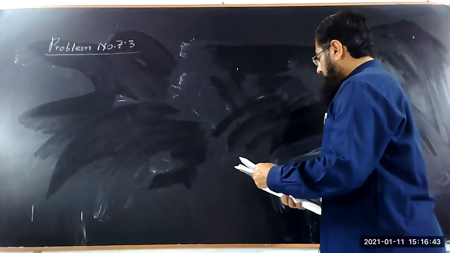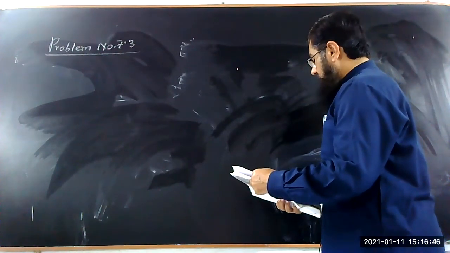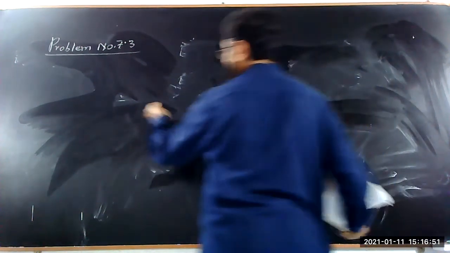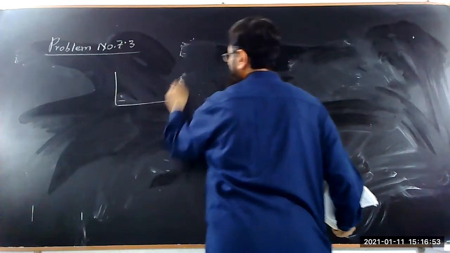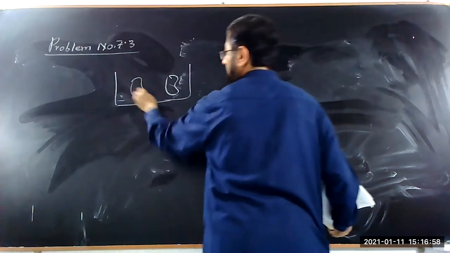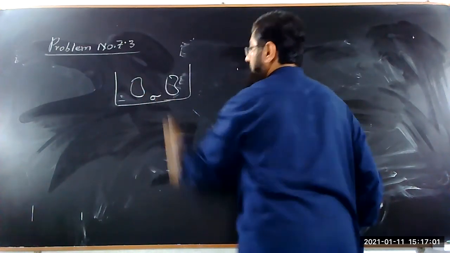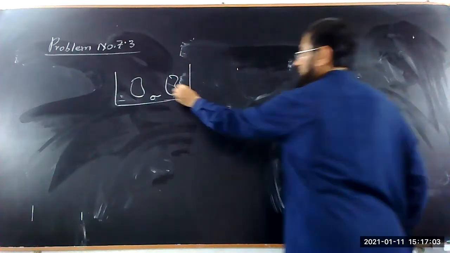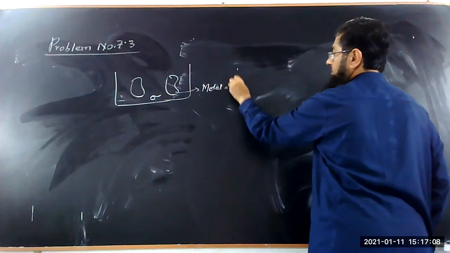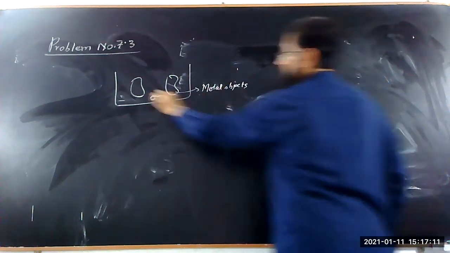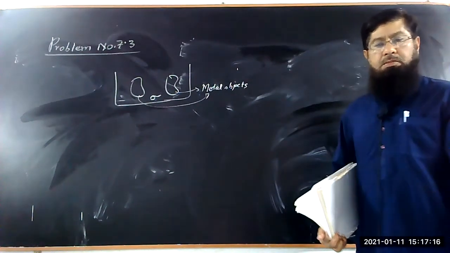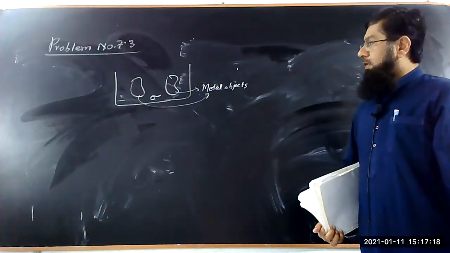Two metal objects are embedded in a weakly conducting material of conductivity sigma. So these are the two metal objects, and this is the medium, let's say any medium. These are the two metal objects which are embedded in, or immersed in, a medium whose conductivity is sigma.